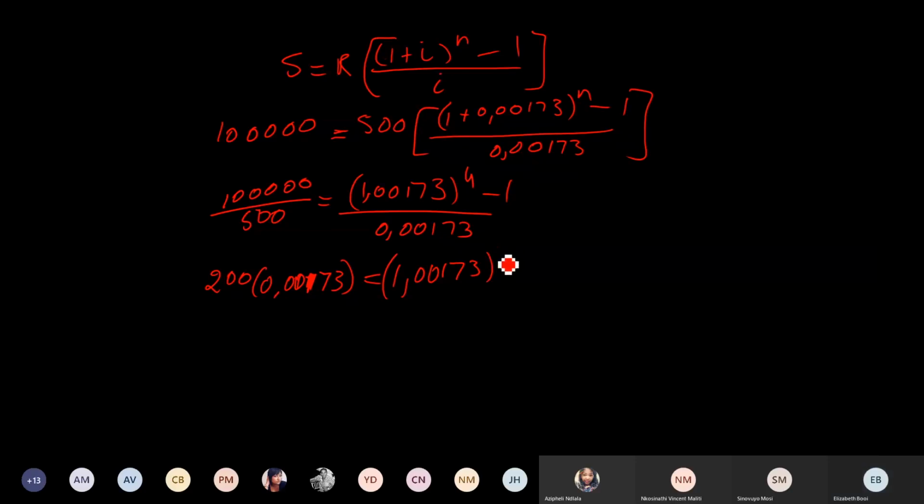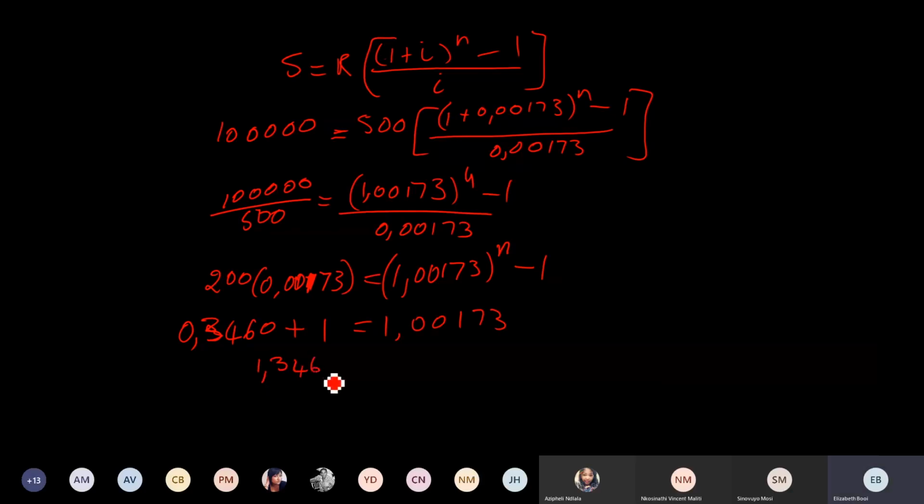1.00173 to the power n minus 1. And when we multiply 200 by 0.00173, we get 0.3460, and I need to take this one to the other side, then it's plus 1 equals, and I'm left this side with 1.00173, and the answer this side becomes 1.3460. Sorry, this is to the power n.